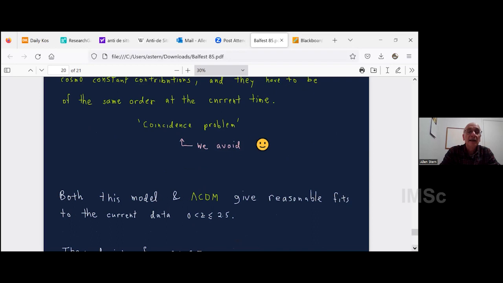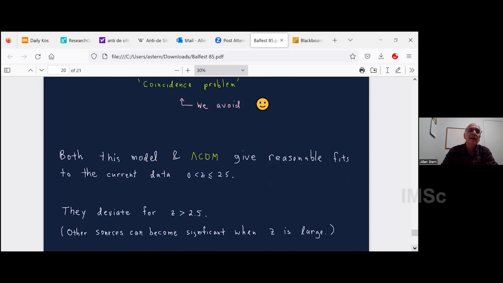And both this model and the standard model of cosmology give a reasonable fit for the data that's given, which is up to redshift parameter 2.5. They will deviate, however, for z greater than 2.5. So it would be interesting, it would be nice, if they can observe data from an earlier era.